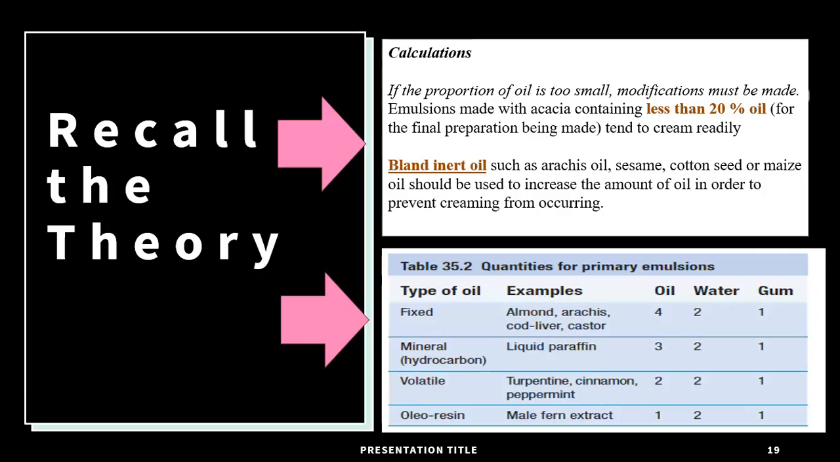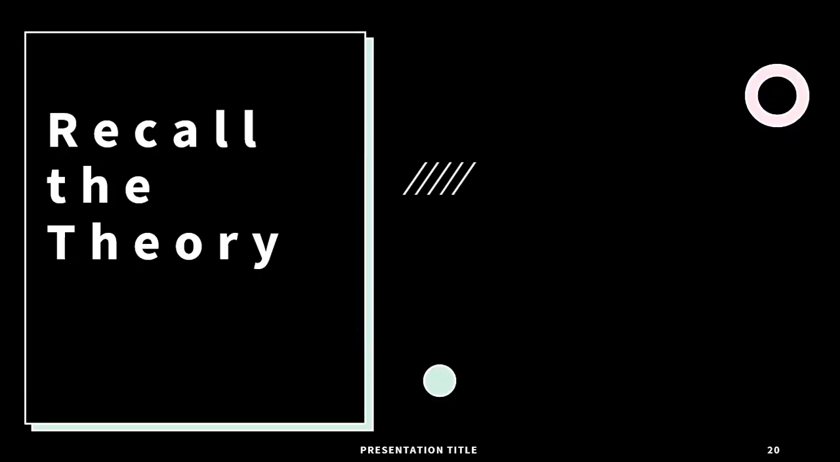The fixed oil ratio is 4:2:1. Mineral oil is 3:2:1, volatile oil 2:2:1, and oleoresin, male fern extract 1:2:1. And the order is oil, water, gum. Remember, these are proportions. The oil is milliliter, water is milliliter, but the gum, acacia, is a powder, and so that answer should be in grams.